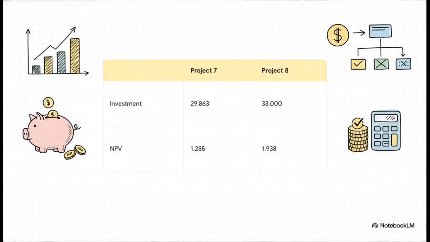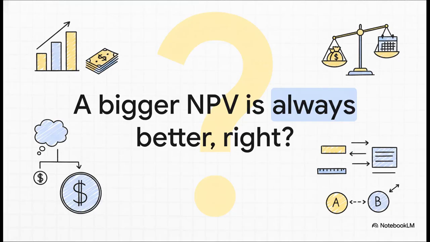Check this out. We've got two projects on the table. Project A costs more to get started, but look, it also generates a higher net present value, or NPV. That's the total profit in today's money, so it creates more total value. The choice is obvious, right? Project A it is. I mean, a bigger NPV is always better, isn't it? More profit is more profit.